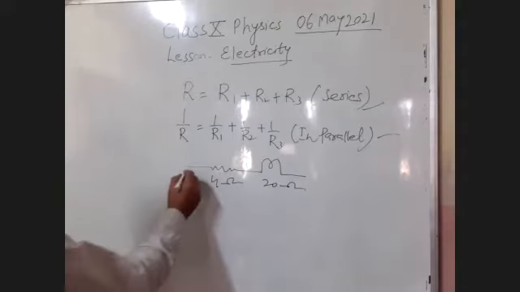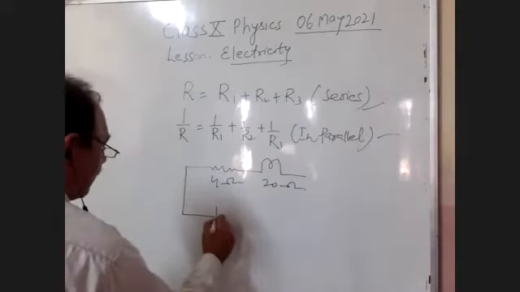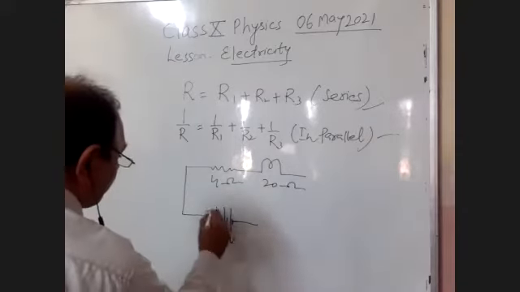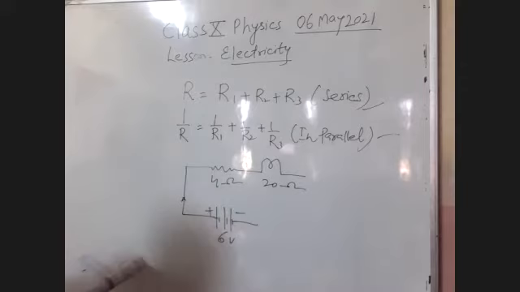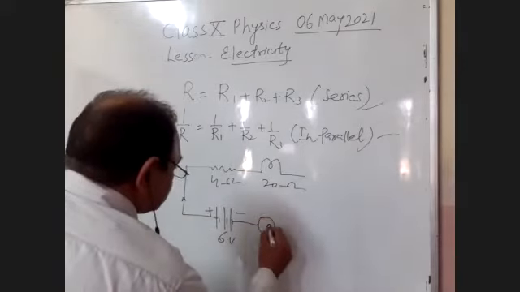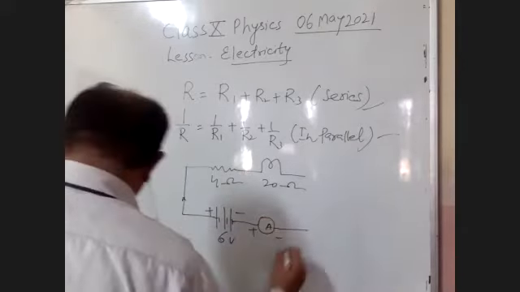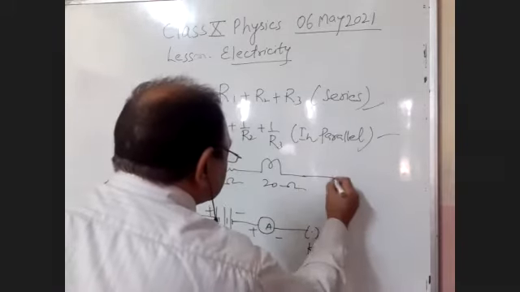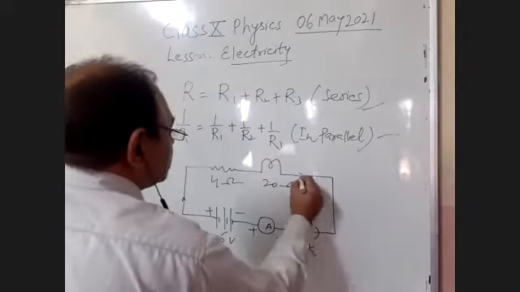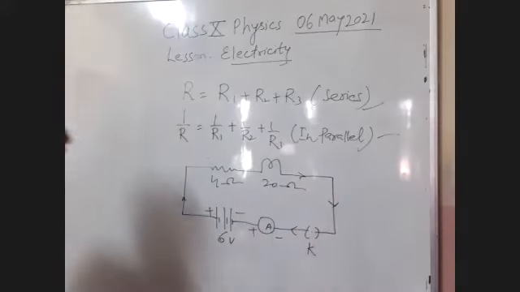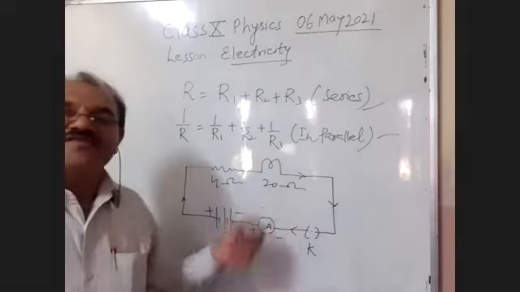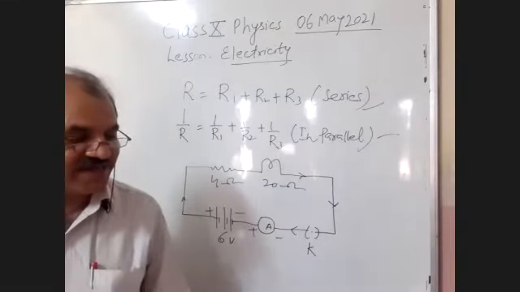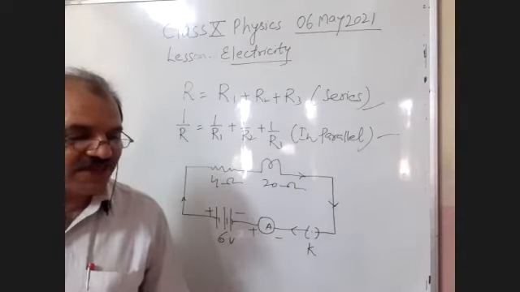Now student, this is a battery of 6 volt, and an ammeter, and this is the key. Now student, this is your circuit diagram. The 20 ohm and 4 ohm resistances are connected in series with a battery of 6 volt.